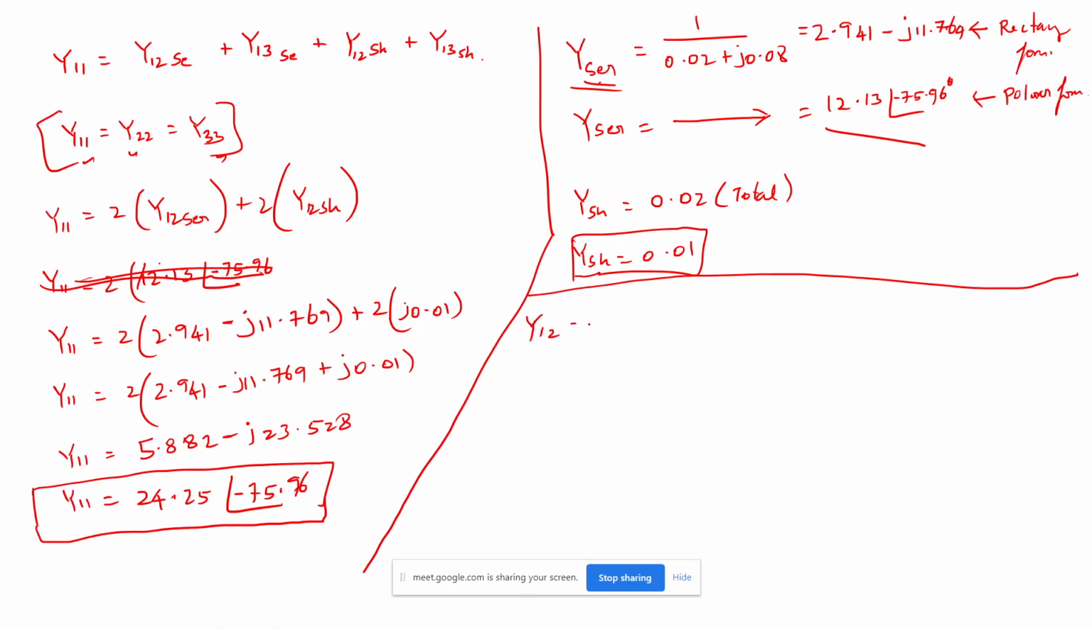Y12 is equal to Y21 is equal to minus of 2.941 plus j11.764, right? So this is the value. We need to just put minus because those are all non-diagonal elements. Then we also know that Y12 is equal to Y13 is equal to Y23, and all these are equal to the above value. So it is in the rectangular form.